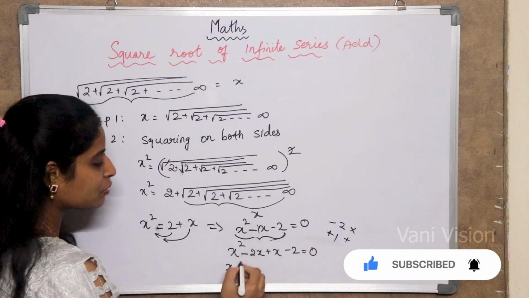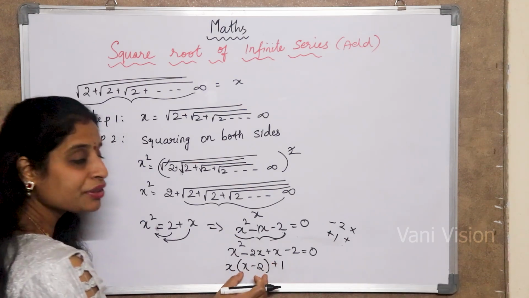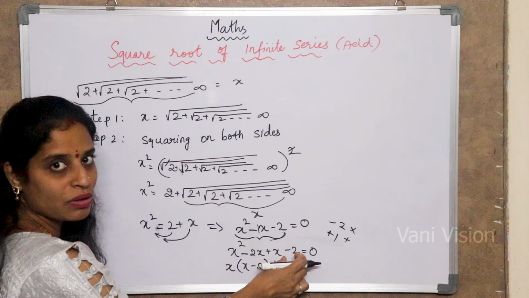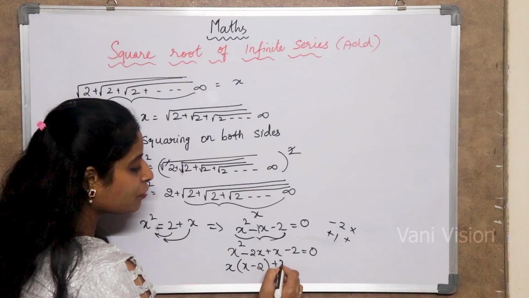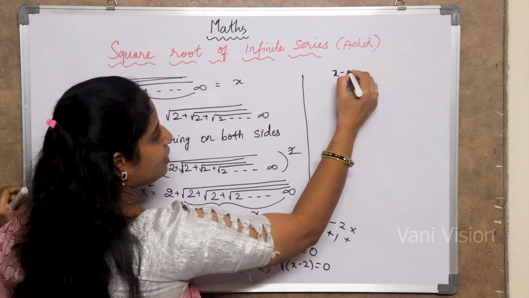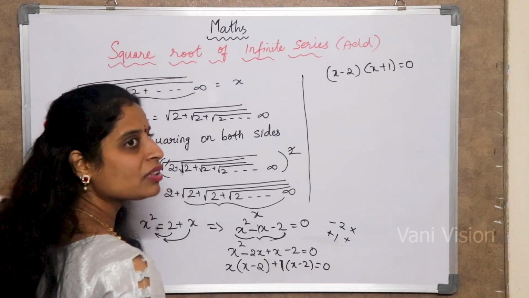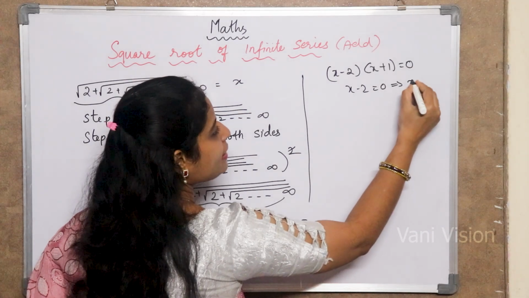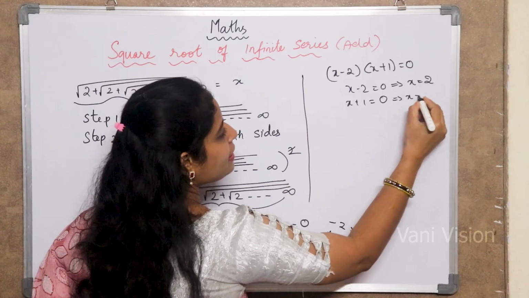Now from this I am taking out x minus 2 as common, because we are going to take a common factor from here. So x minus 2 times x plus 1 is equal to 0. Now x minus 2 is common, then x plus 1 is equal to 0. From this we can find our x values. x minus 2 is equal to 0 implies x is equal to 2. Then x plus 1 is equal to 0 implies x is equal to minus 1.